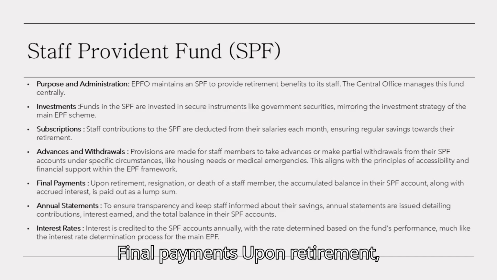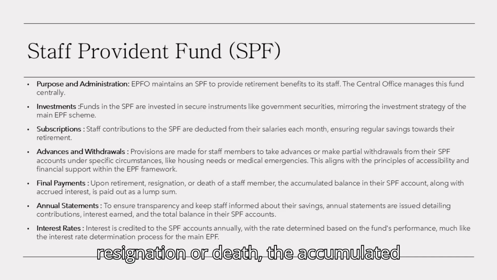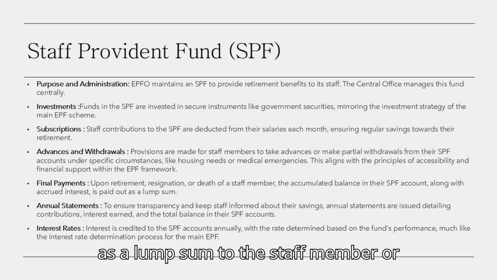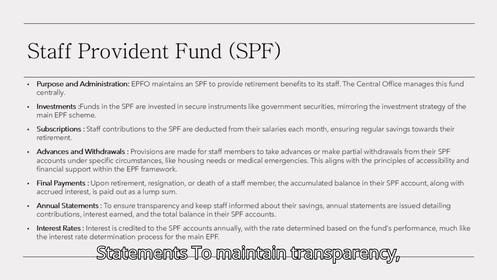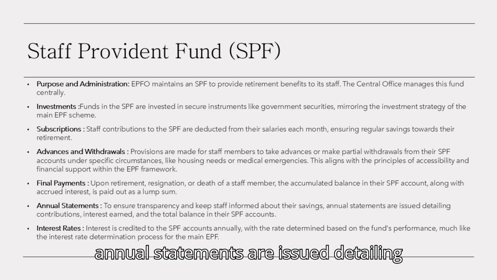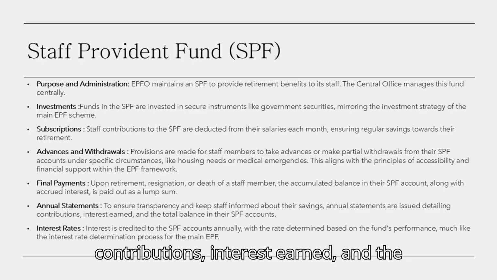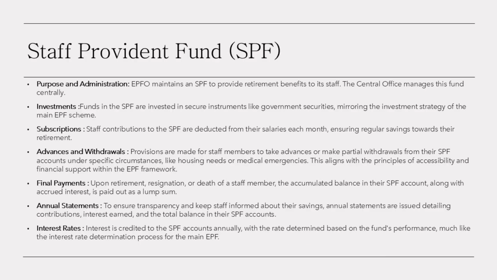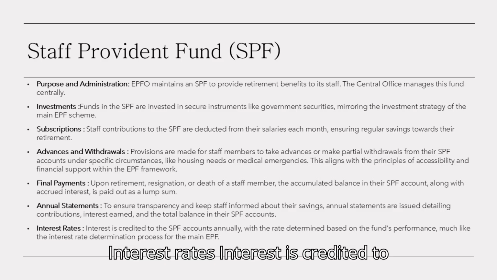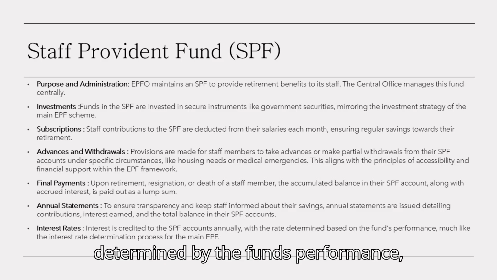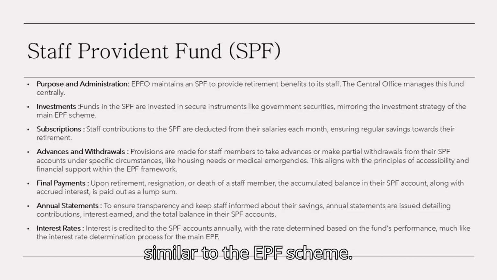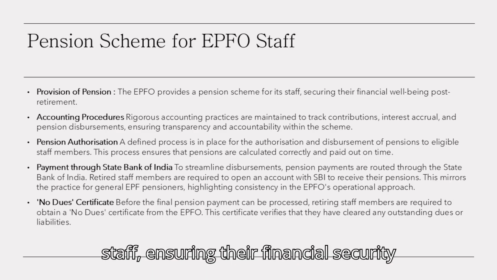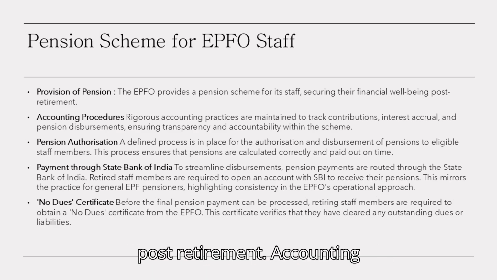Final payments. Upon retirement, resignation, or death, the accumulated balance, including interest, is paid out as a lump sum to the staff member or their beneficiaries. Annual statements. To maintain transparency, annual statements are issued detailing contributions, interest earned, and the total balance in each SPF account. Interest rates. Interest is credited to the SPF accounts annually, with rates determined by the fund's performance, similar to the EPF scheme. EPFO offers a pension scheme for its staff, ensuring their financial security post-retirement.